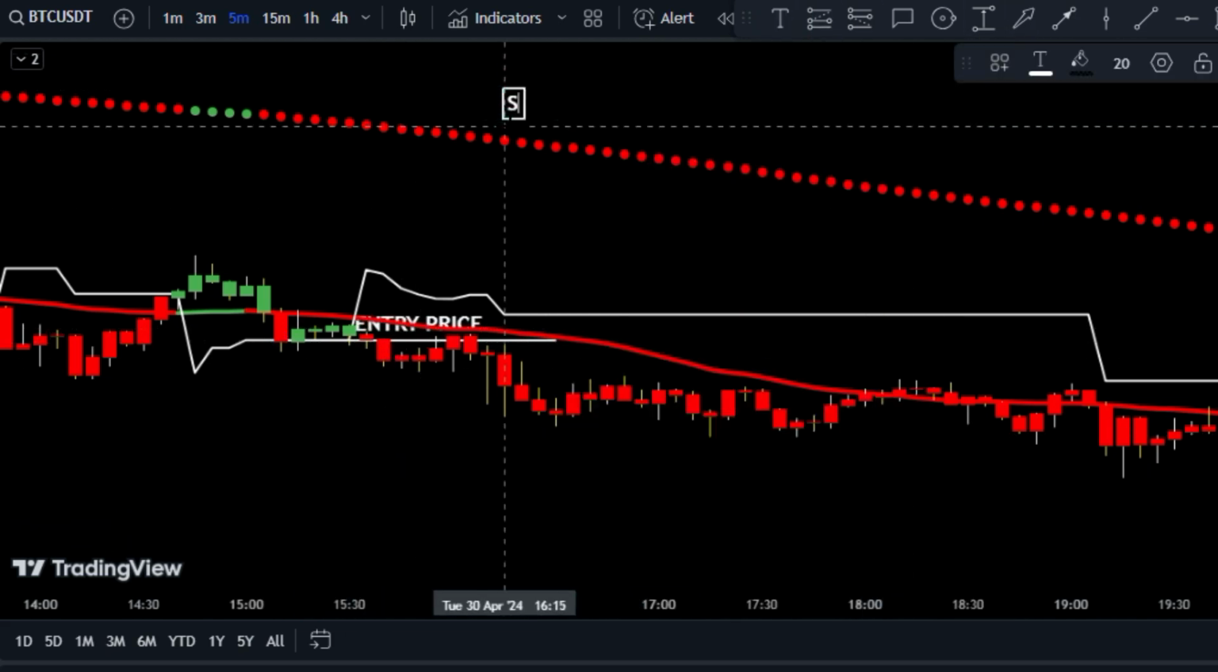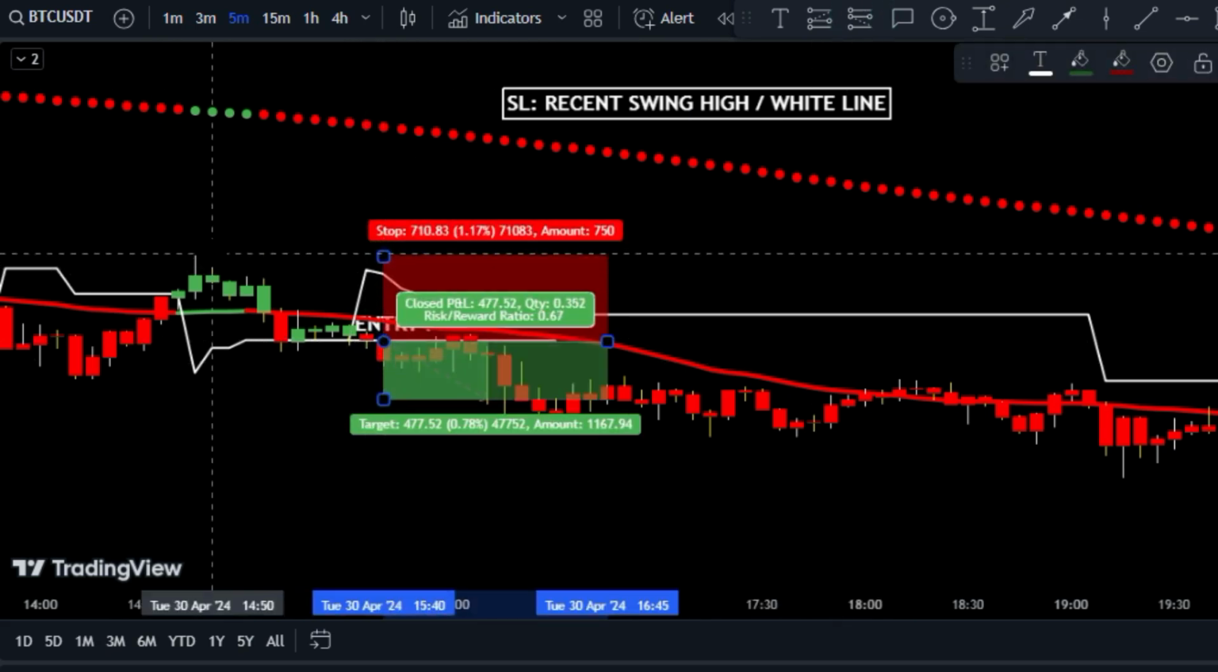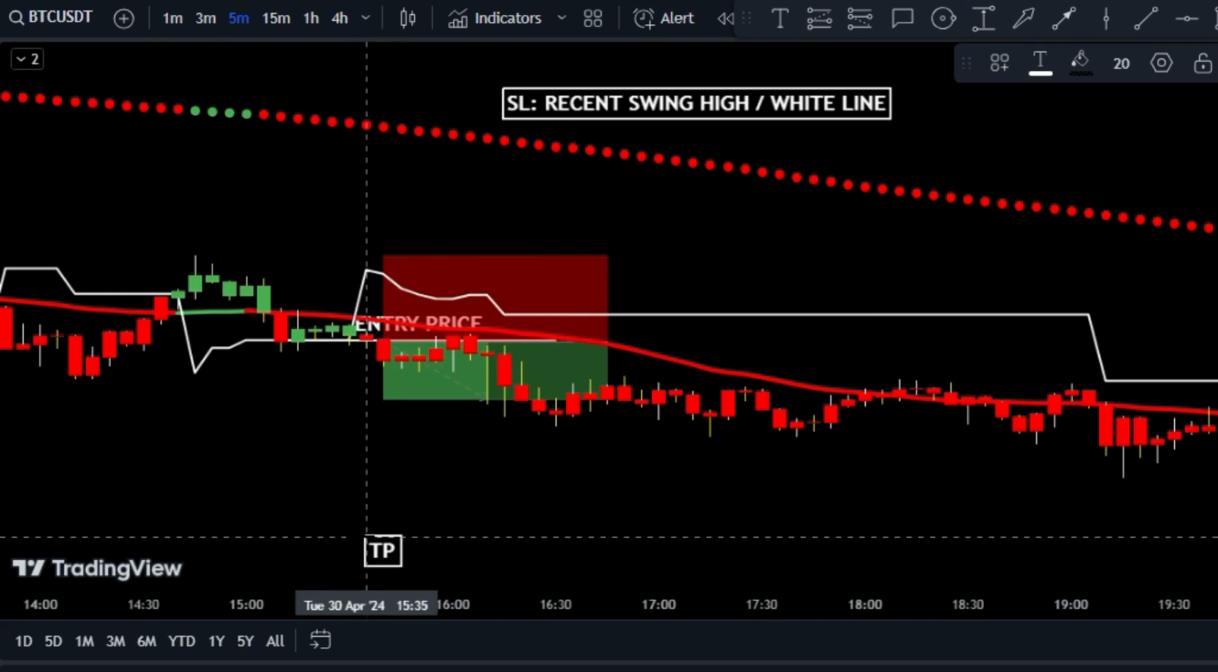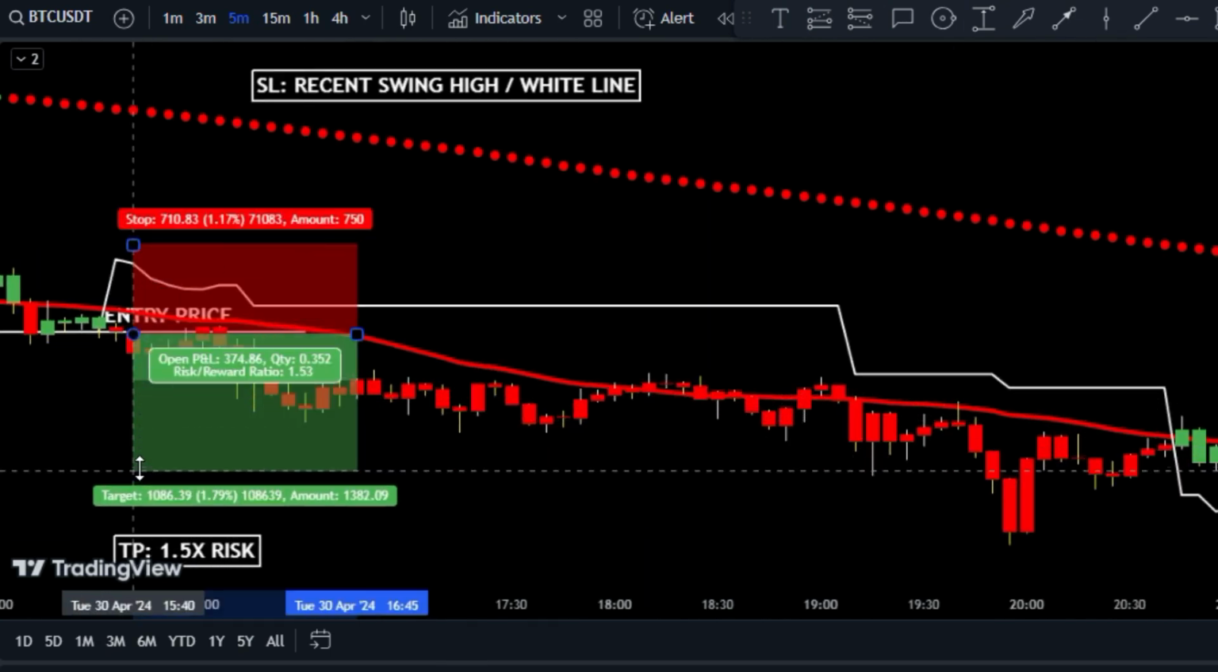To manage risk, set a stop loss for the trade, either above the most recent market swing high or above the white line of the trend trader strategy. Additionally, ensure your take profit target is 1.5 times the risk of the trade.